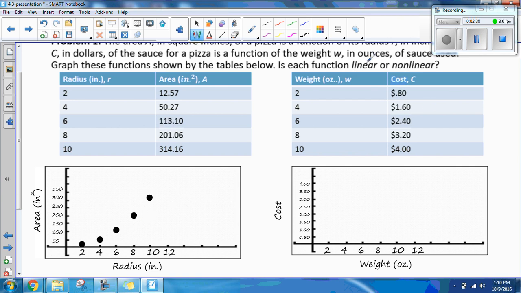As for our cost in terms of weight, since our cost depends on the weight of sauce used, the cost goes on the y-axis, and I've used an interval of 50 cents because our numbers vary from 80 cents all the way up to $4. The weight is our independent variable, so that goes on our x-axis, and again I've used an interval of 2s here. So let's figure out if this is going to be a linear or nonlinear function.